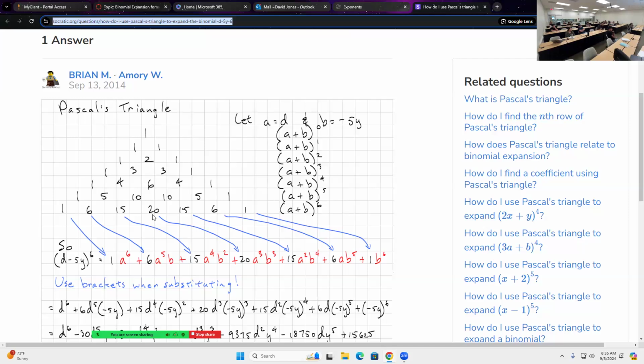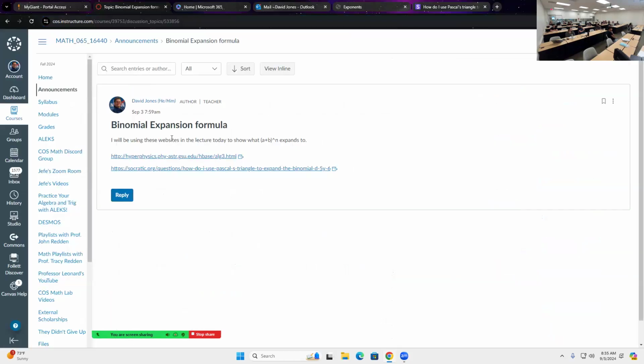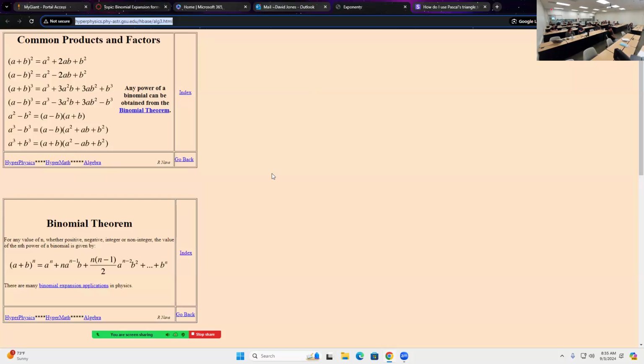It's handy. You don't need to know how to do this generally in this class, but it will speed up multiplying stuff out for you. But I have links to it in an announcement here. Do any of the math classes after calculus one use it? Or is it just kind of? It just speeds up multiplying stuff out.